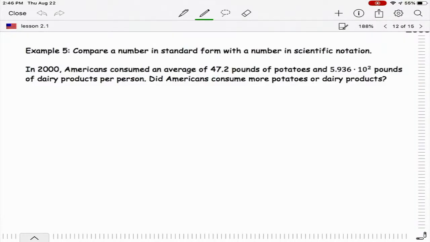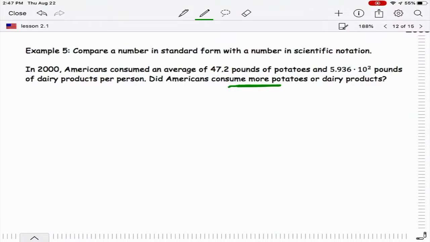All right, compare a number in standard form with a number in scientific notation. In 2000, Americans consumed an average of 47.2 pounds of potatoes and 5.936 times 10 to the second power pounds of dairy products per person. Did Americans consume more potatoes or dairy products? So obviously the word problem is asking which one's greater, which one's more.